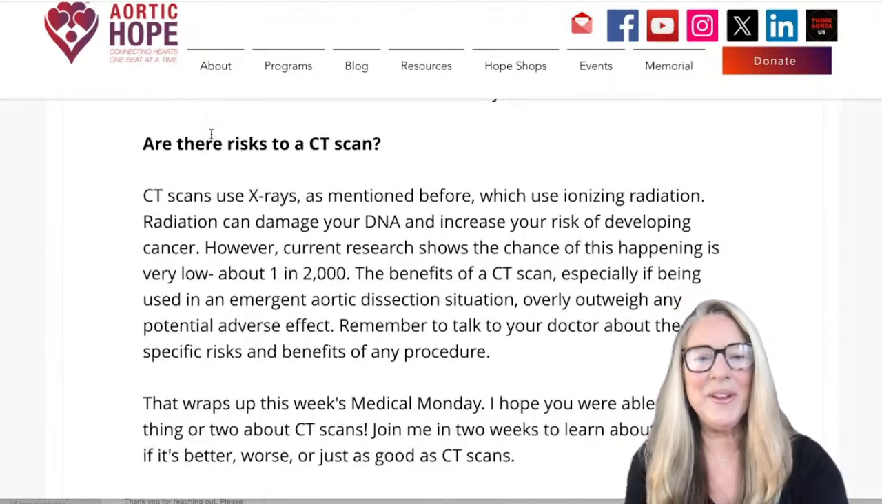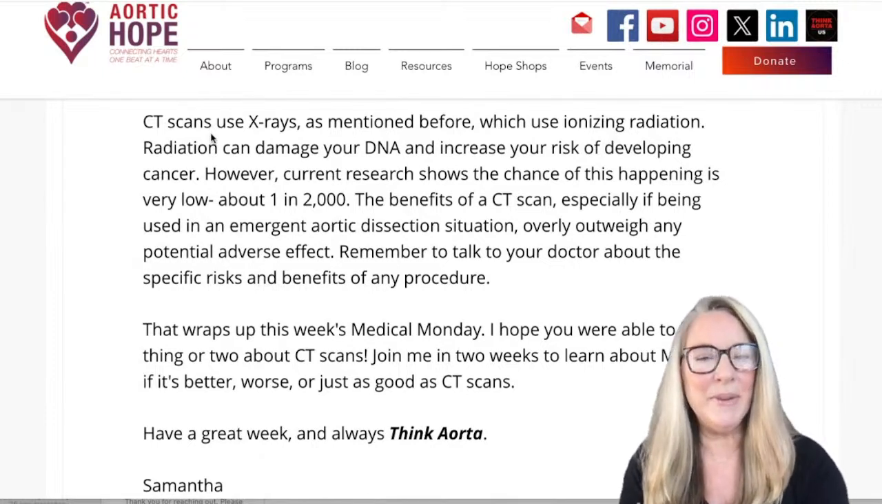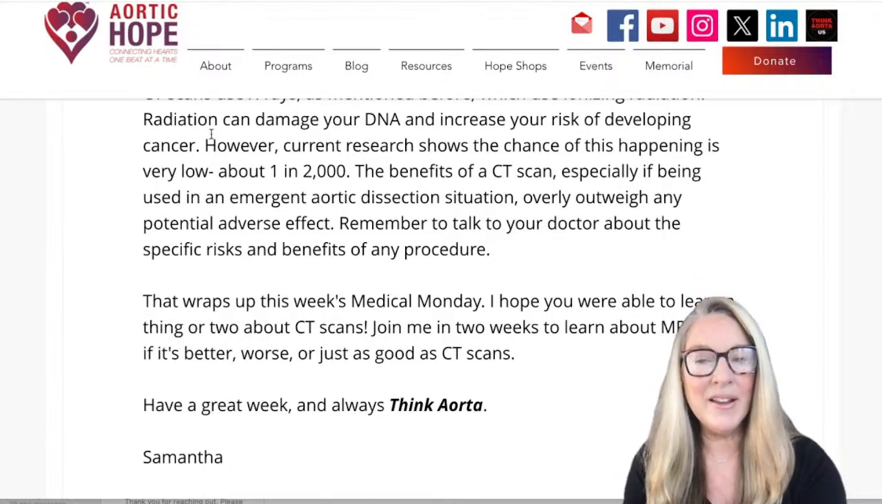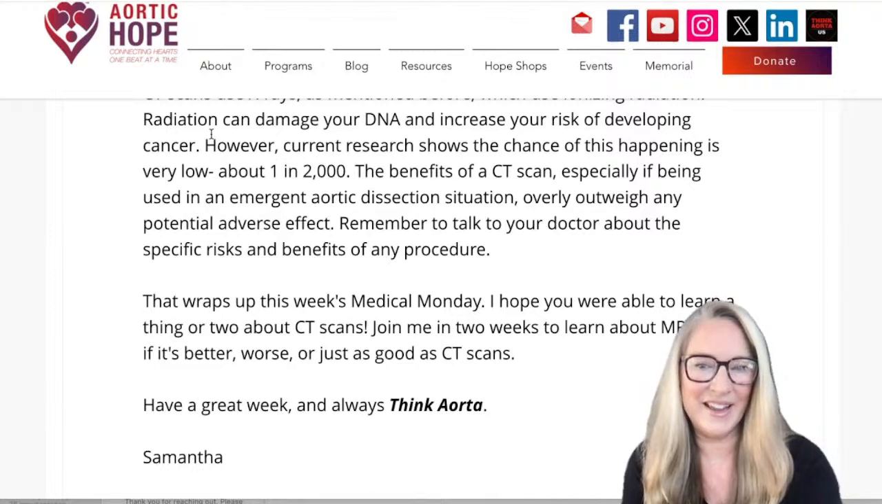That wraps up this week's Medical Monday. I hope you were able to learn a thing or two about CT scans. Join me in 2 weeks to learn about MRIs and if it's better, worse, or just as good as CT scans.